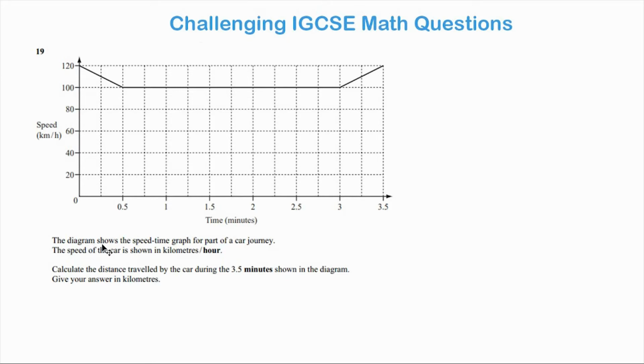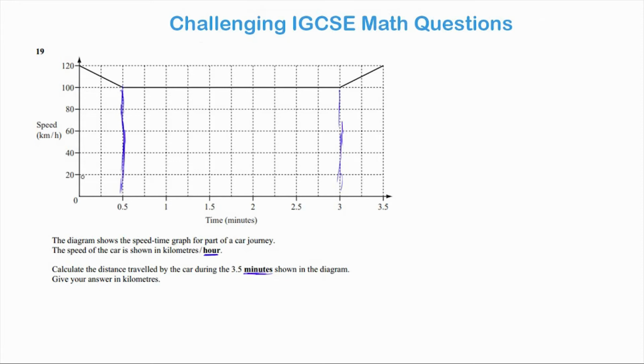The diagram shows the speed time graph for part of a car journey. The speed of the car is shown in kilometers per hour. Calculate the distance traveled by the car during the 3.5 minutes shown in the diagram. Give your answers in kilometers. As you can see, they made the words bold, so that's hours and minutes. The x-axis is in minutes, and the y-axis is in kilometers per hour, so you have to take care of this.